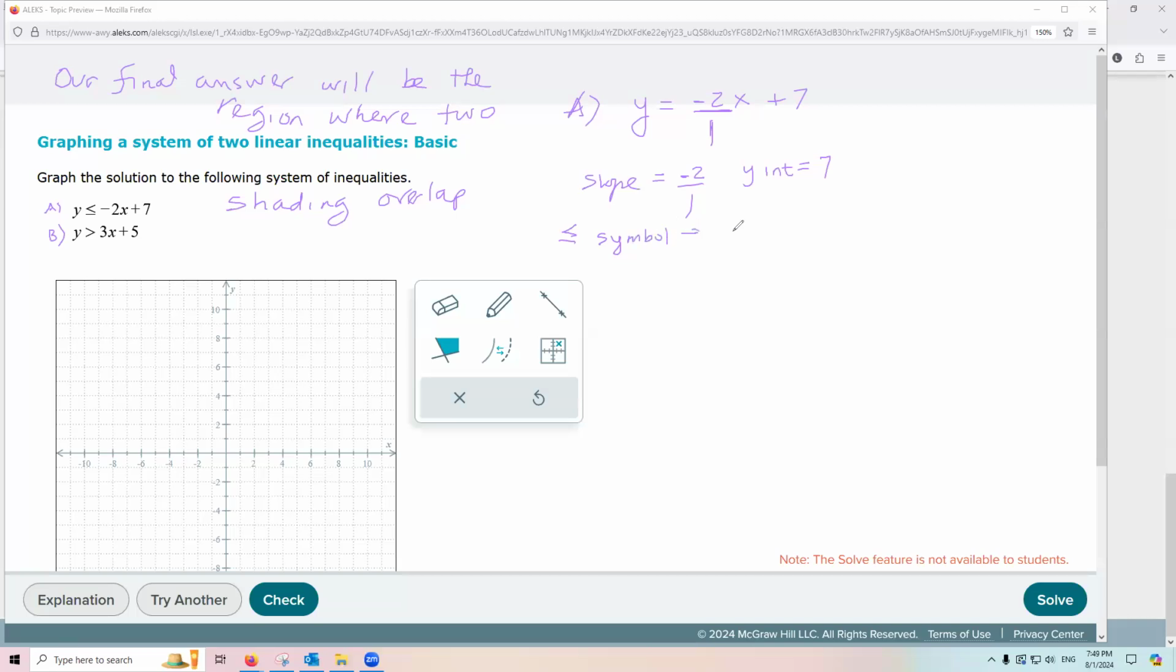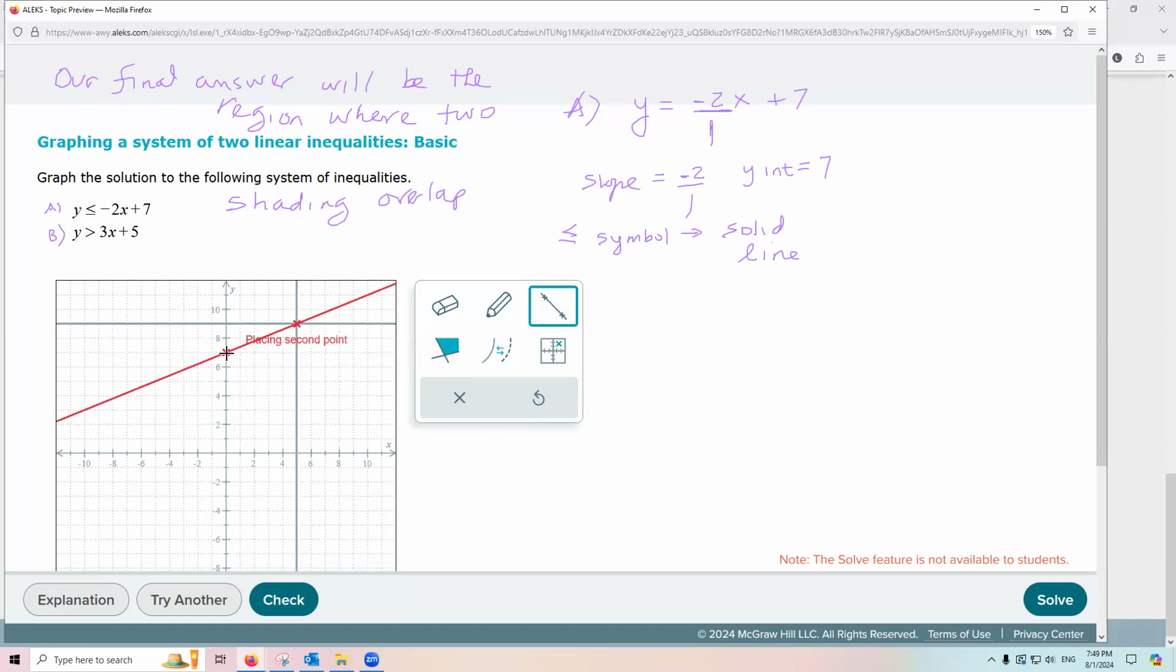That's going to tell me to use a solid line. All right, so let's go graph this one. Let me go and graph this. I'm going to grab the line tool. The y-intercept is 7, so I'm coming up here to 7 on the y-axis right there. I'm going to click my mouse.